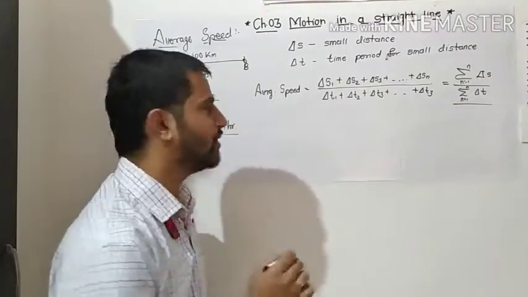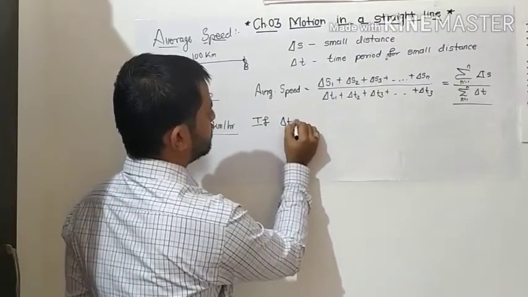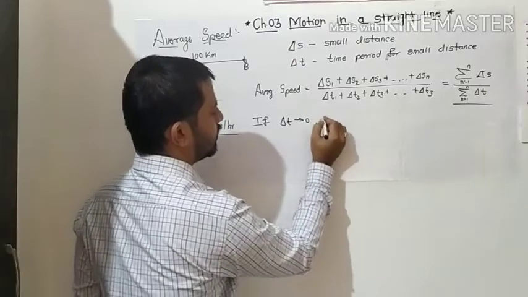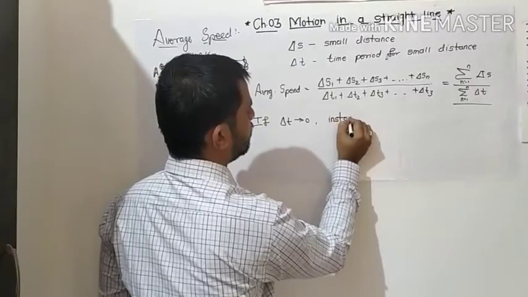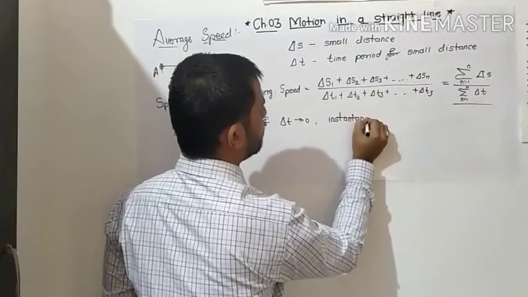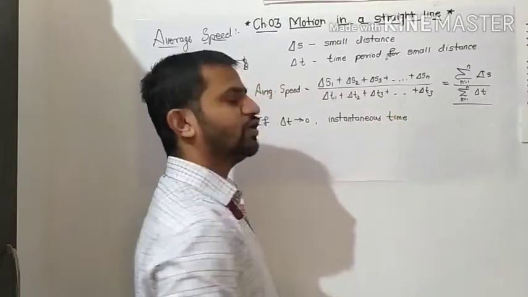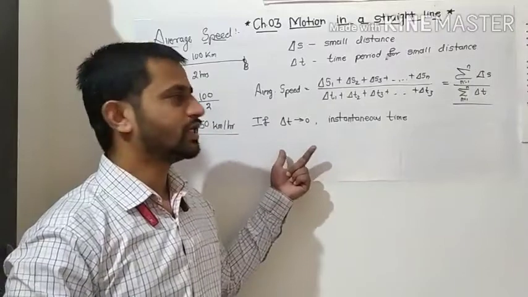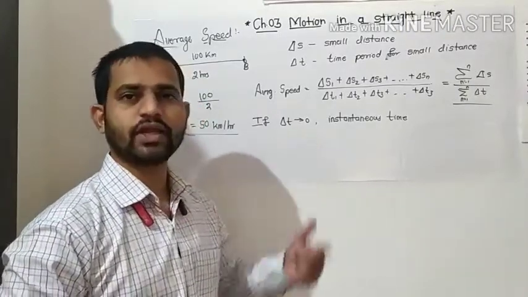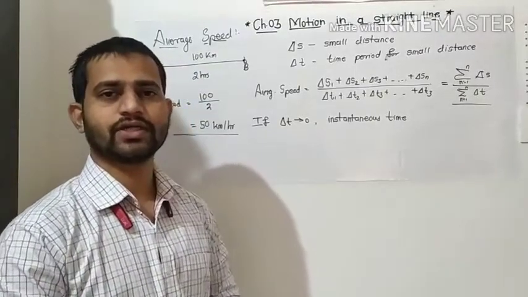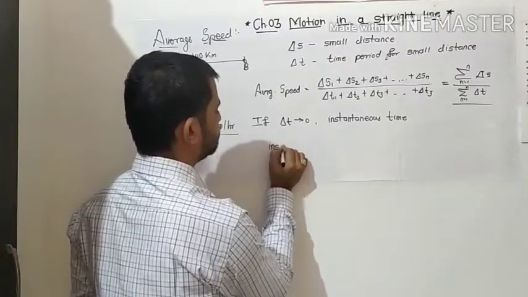Suppose we consider the time interval delta t approaching 0, then it is the instantaneous time. And if we know the speed of the rocket for such a small time interval, where the time interval is approaching 0, then that speed of the rocket is known as the instantaneous speed.